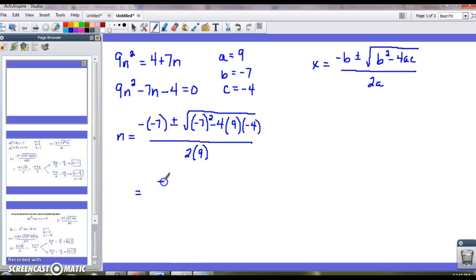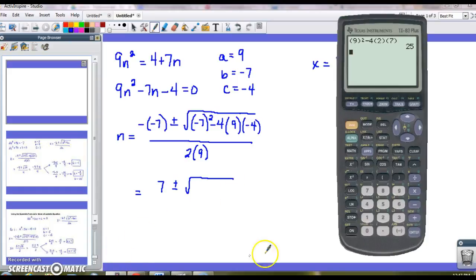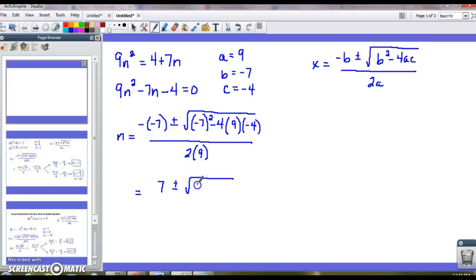So this would give me positive 7, and now I'm going to figure out what number I end up with under my radical. Again, I'm going to go right to my calculator and do it there. So I have parentheses negative 7 squared minus 4 times 9 times negative 4, and that gives me 193. It's 193. All of that over 18.